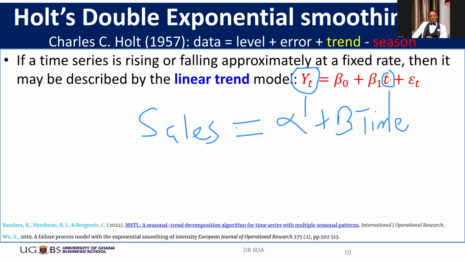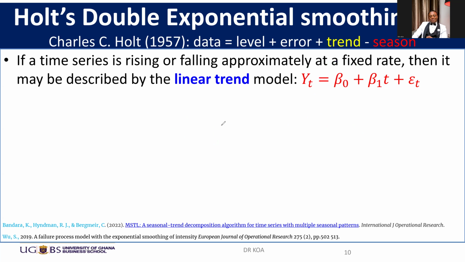The question is, by how much is sales affected by time? The time is the T here. By how much the time affects the sales, that is a beta parameter. That is the first thing. So when we talk about a linear trend, this is what we mean by a linear trend. In other words, you have a dependent variable being influenced over time, by time.